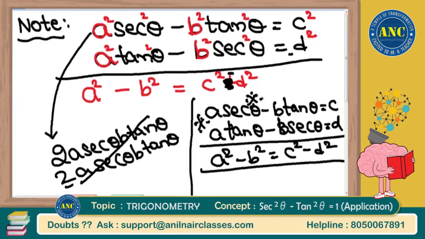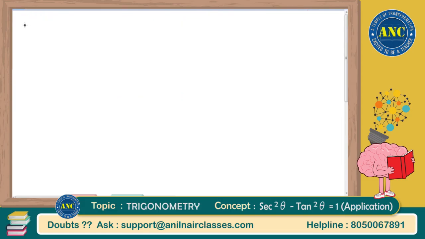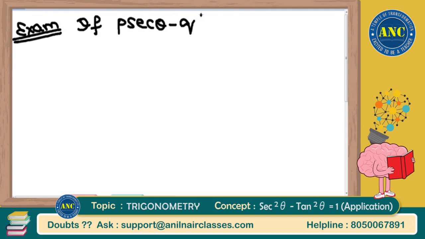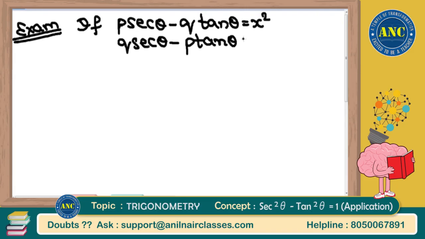Now see here, where can I apply this? Listen carefully, sir. Original examination question I am drafting. If p secant theta minus q tan theta is equal to x square, and q secant theta, that means the secant coefficient is interchanged, minus p tan theta is equal to y square, your question is to find the value of p square minus q square.